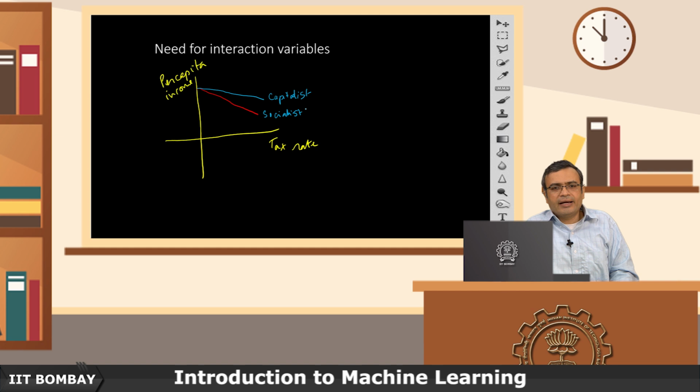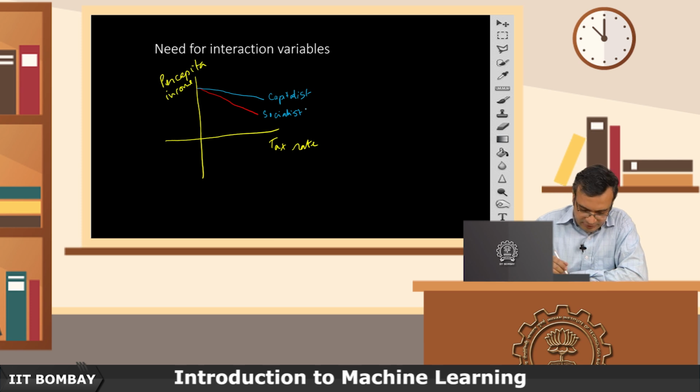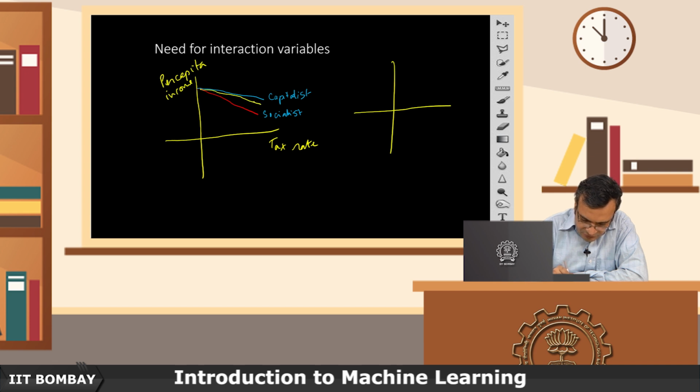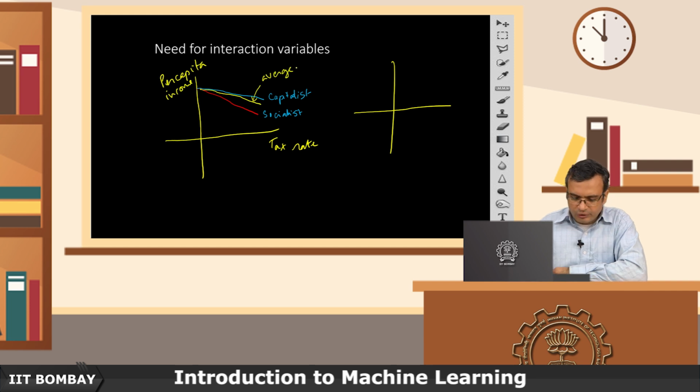Okay. And let us say these are the graphs that we would get if we were to analyze them separately, but instead if we analyze them together, then what will happen? We will get some sort of an average effect. So this is the average. Okay, so what is the average effect?